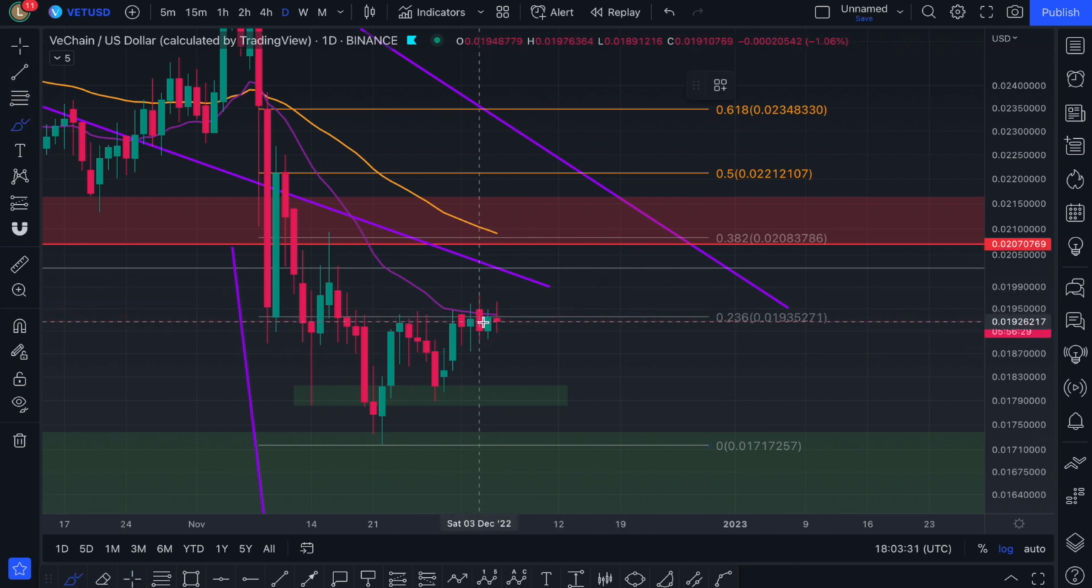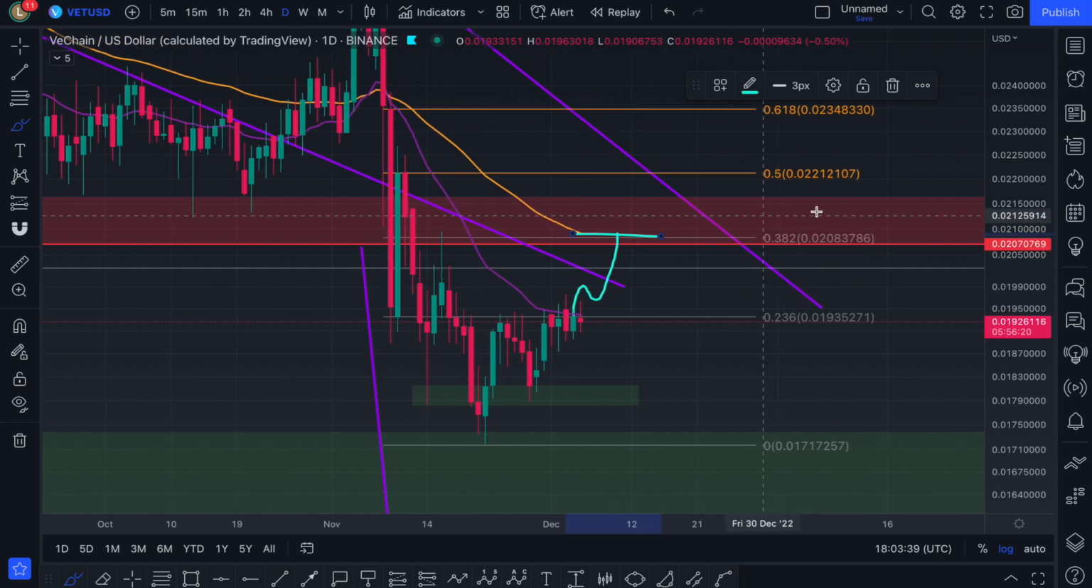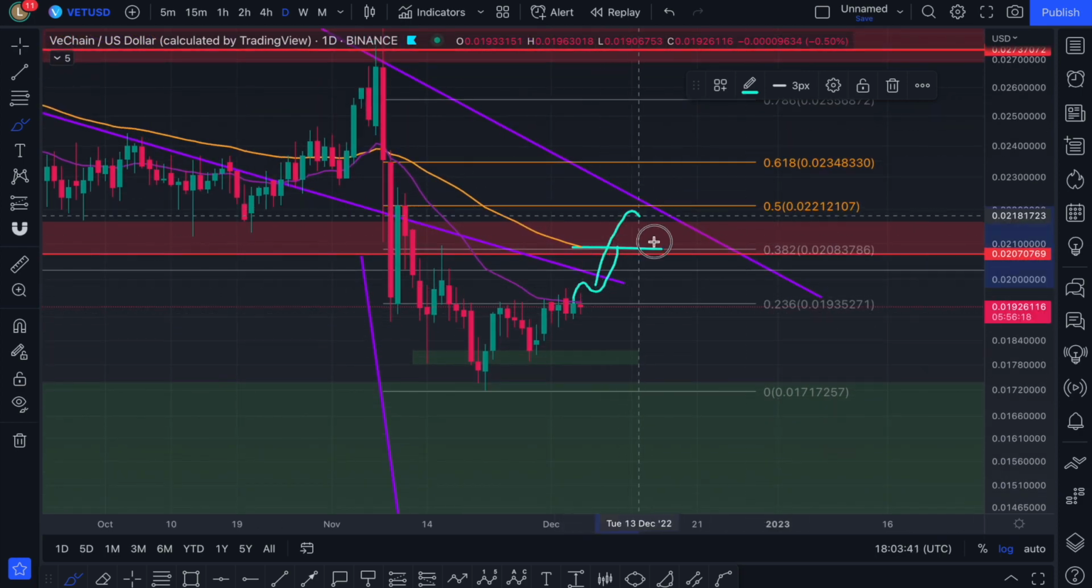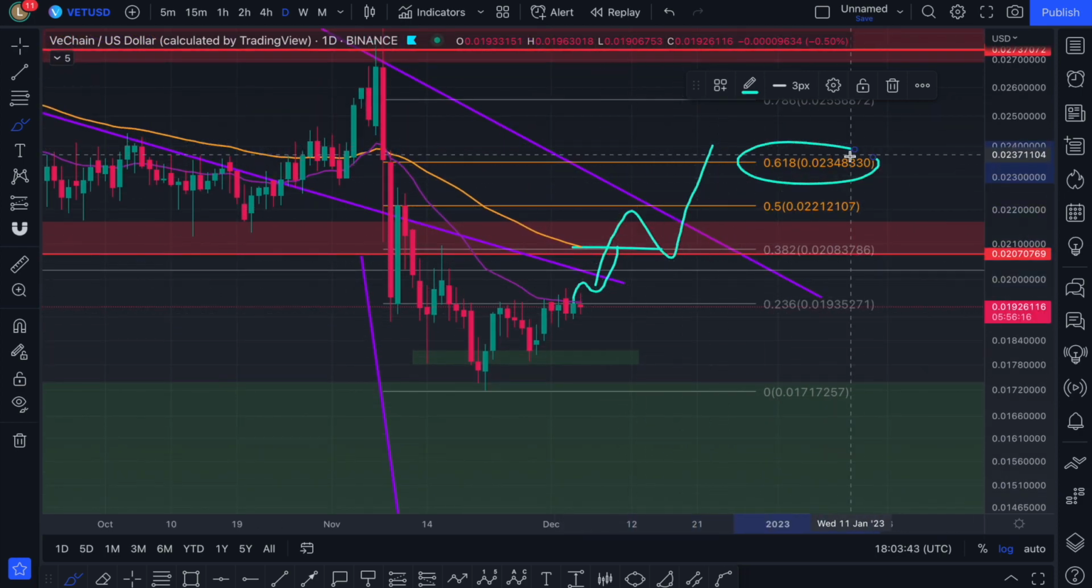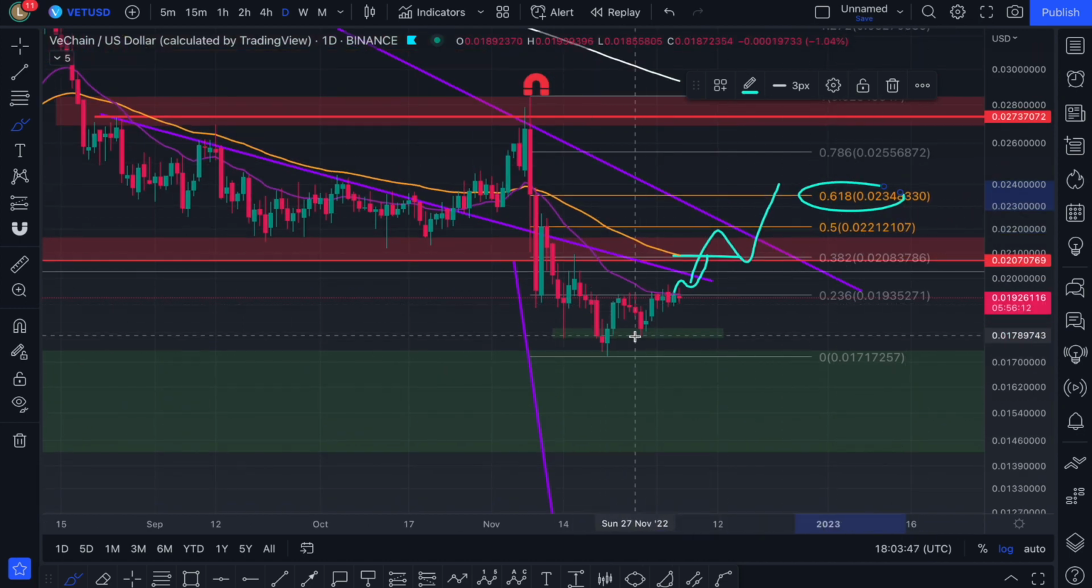You can of course push through it. I've told you, you can still go to the 0.5 at the 0.382, 2.08 cent, and you can of course even get above that, come up to the 0.618 at 2.34 cent. I just believe that eventually this will fail. So my play at the moment is to look for shorts.